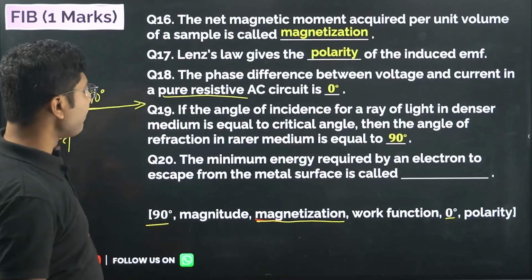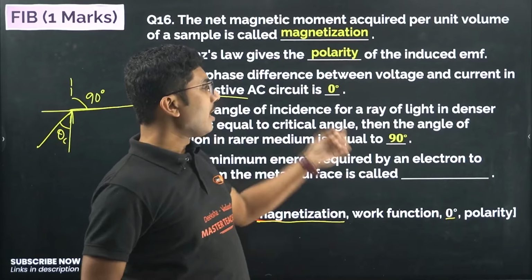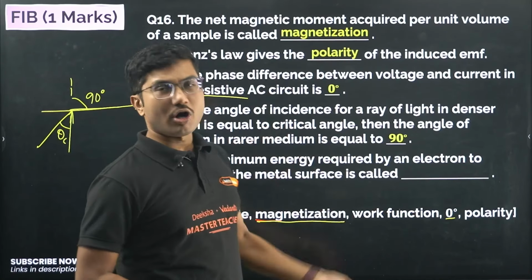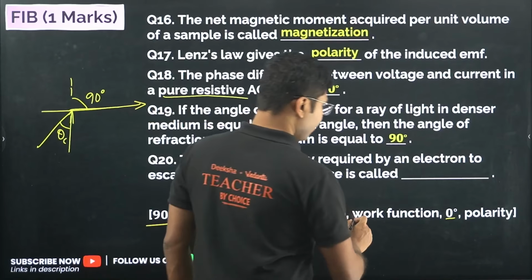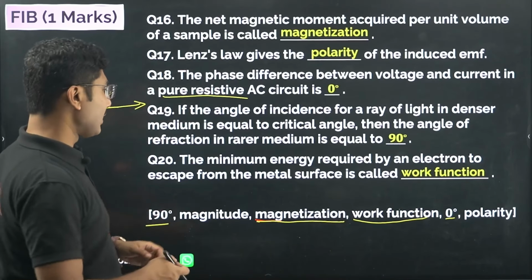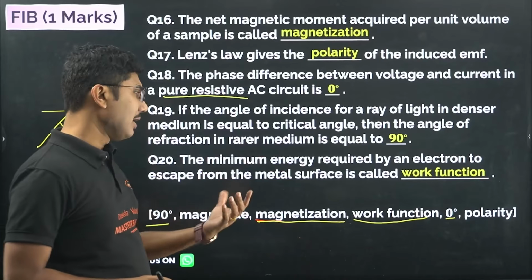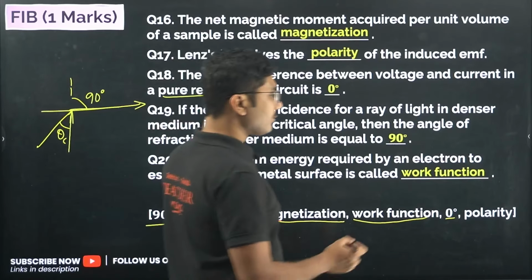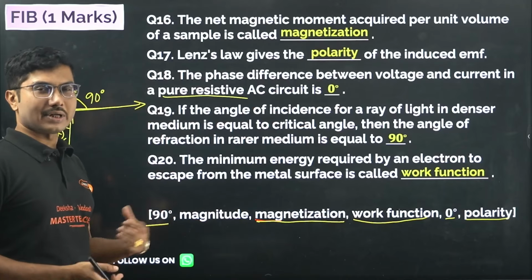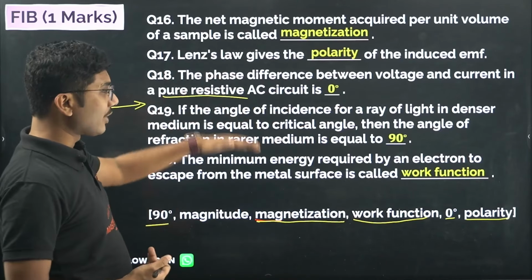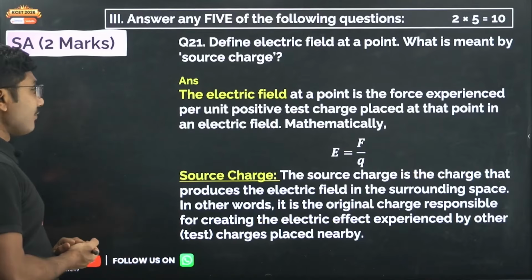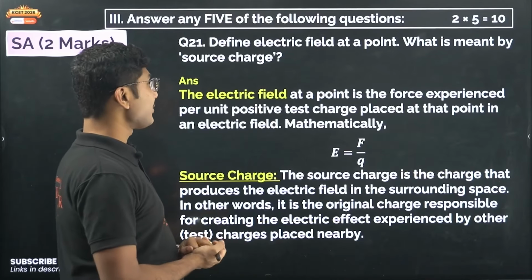Last question: the minimum energy required by an electron to escape from the metal surface is called work function. So the correct answer for this will be work function. Obviously it is not called magnitude. Again, magnitude is not possible. Polarity is already done. So once everything is done, just see whatever is left, and from then you can answer the question. Now next, it's time for me to discuss the two marker questions.